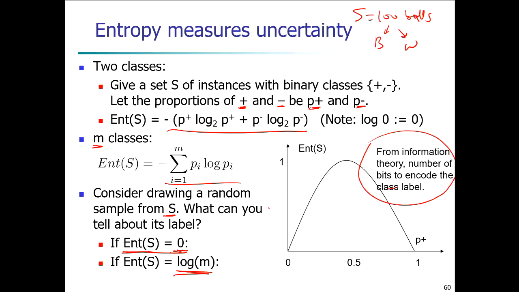Log m means, let's say there are 100 balls and 4 different colors, and each color has 25 balls. If you randomly draw one, the entropy is going to be very large, because it's very, very uncertain which color it is. So the entropy is maximum when you have a uniform distribution among the different classes.